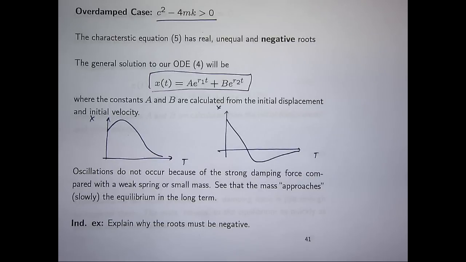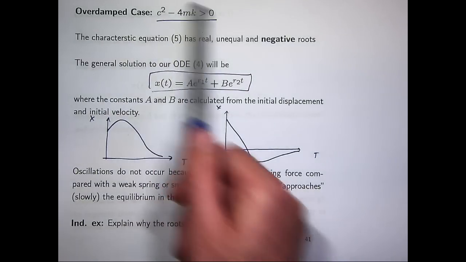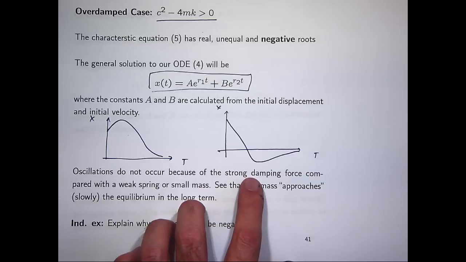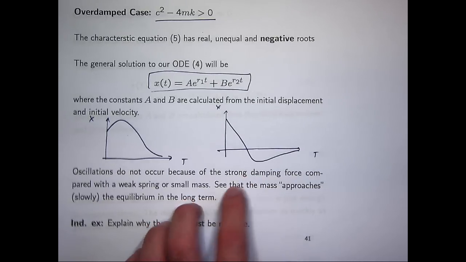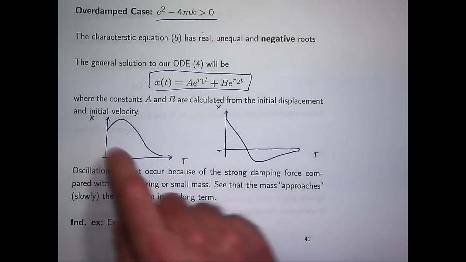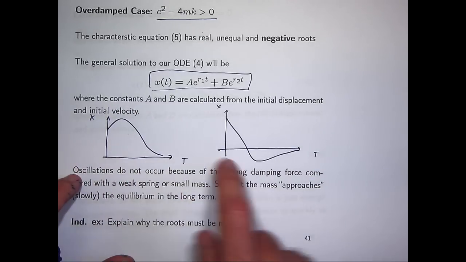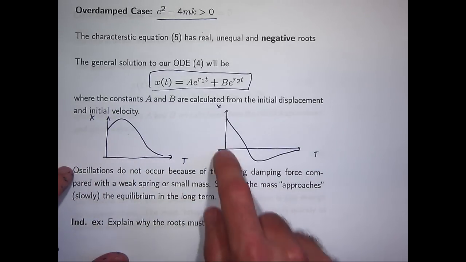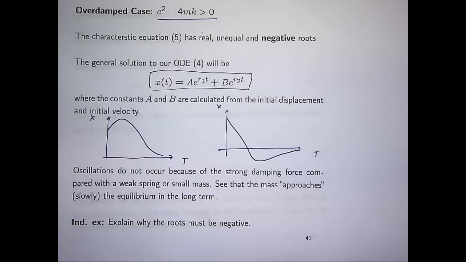Okay, why? Well, to relate it back to the physical assumptions here, what does this mean? Well, it means that there's a strong damping force compared with a weak spring or a small mass. So you can see that the mass doesn't oscillate and it approaches the equilibrium, the sort of zero, in the long term.